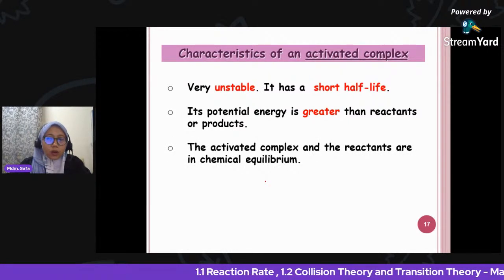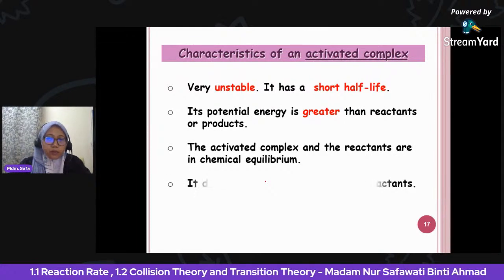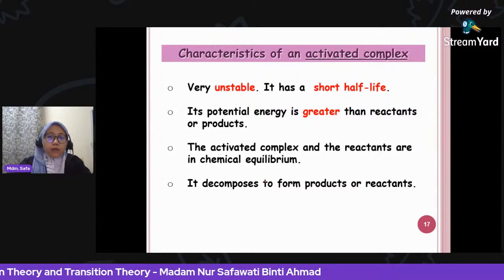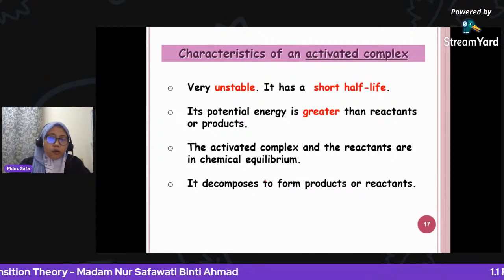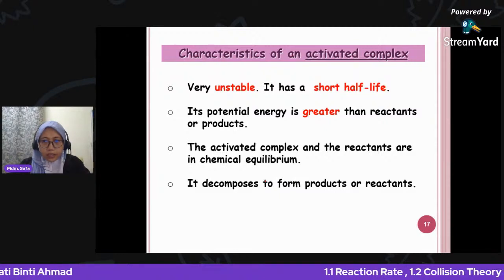And then the activated complex and the reactants are in chemical equilibrium. Itu dia punya karakteristik dia. And it decomposes to form product or reactants. Maksudnya kalau kata forward, dia boleh jadi product and then from the reverse reaction, become reactants.